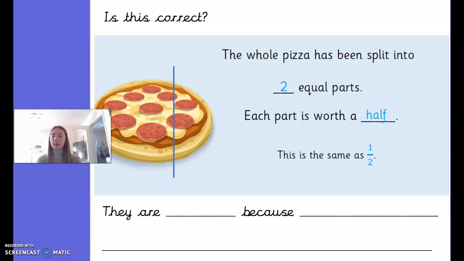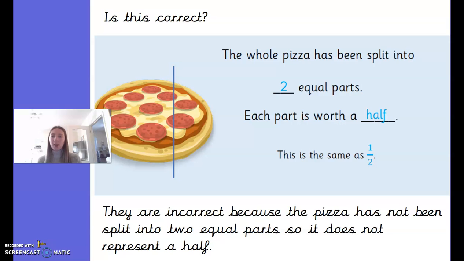Okay, this time it says, is this correct? So they have already filled in the stem sentence for us. The whole pizza has been split into 2 equal parts. Each part is worth a half. This is the same as 1 half. Do you agree? Is this correct? Does the picture represent a half? Is it showing 2 equal parts? Pause the video and see if you can use this stem sentence below. So they are correct or they are incorrect because.